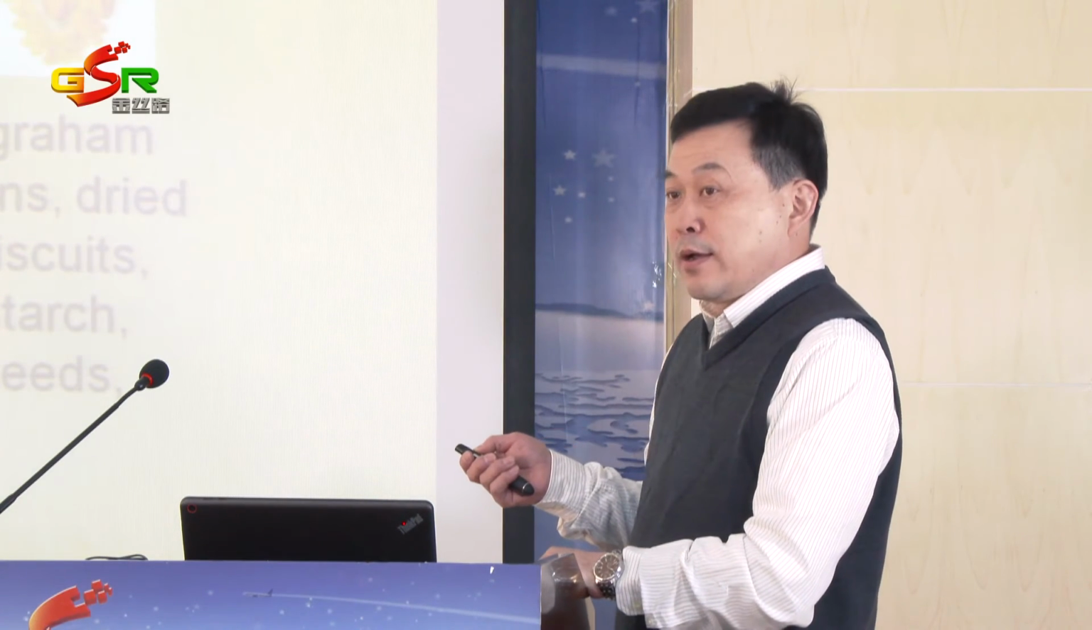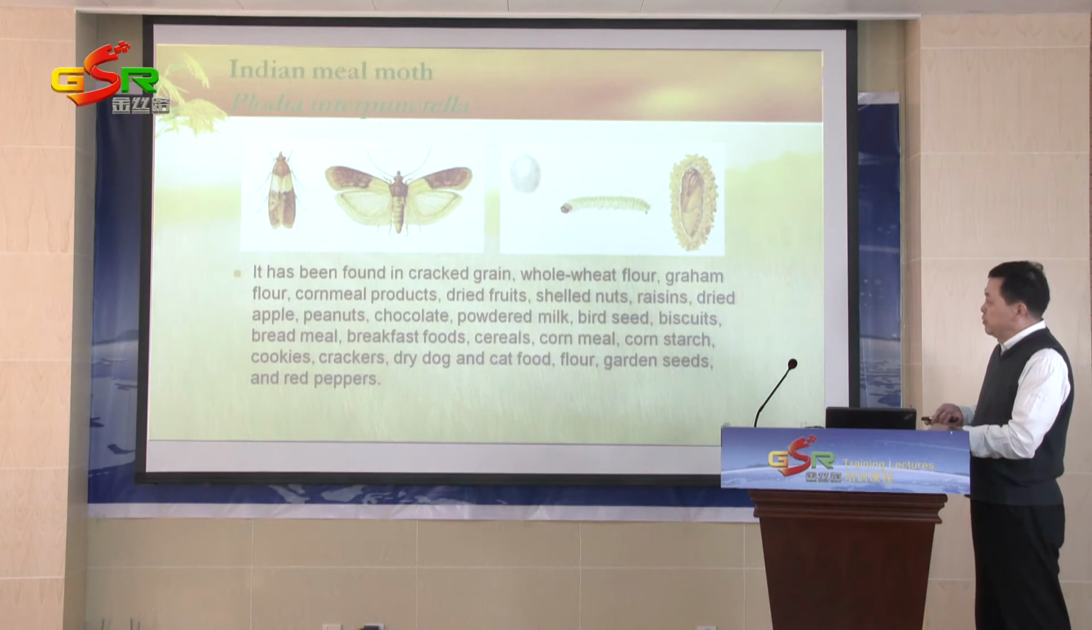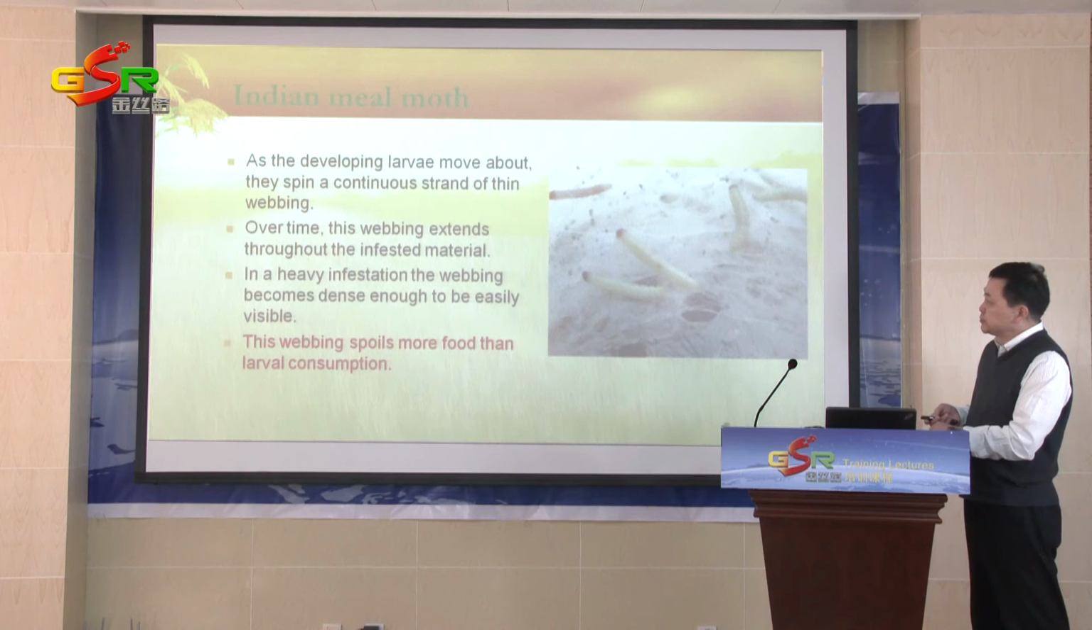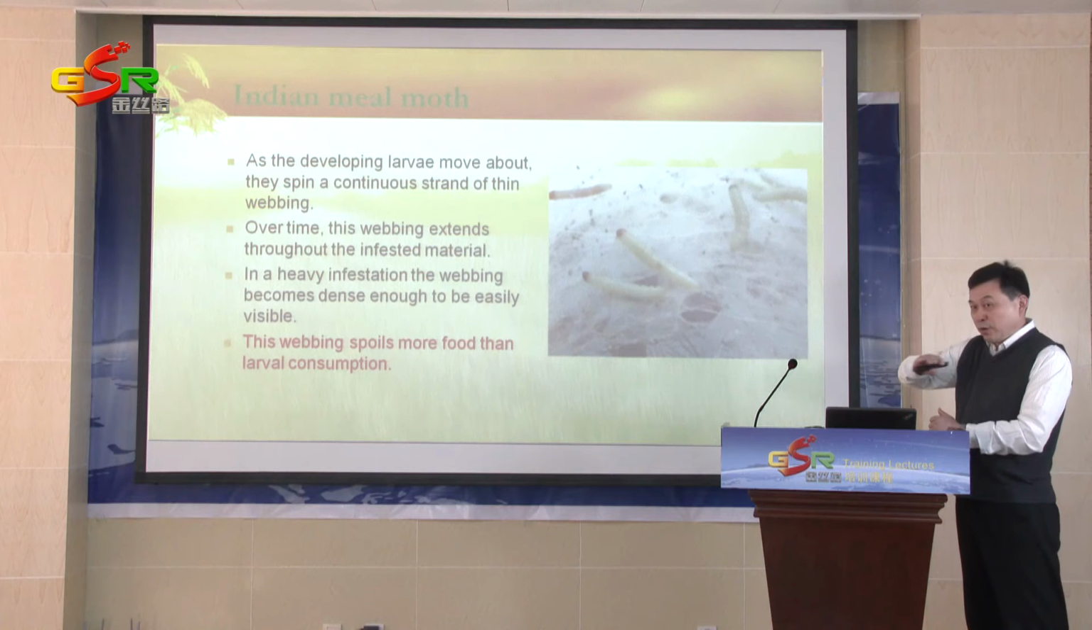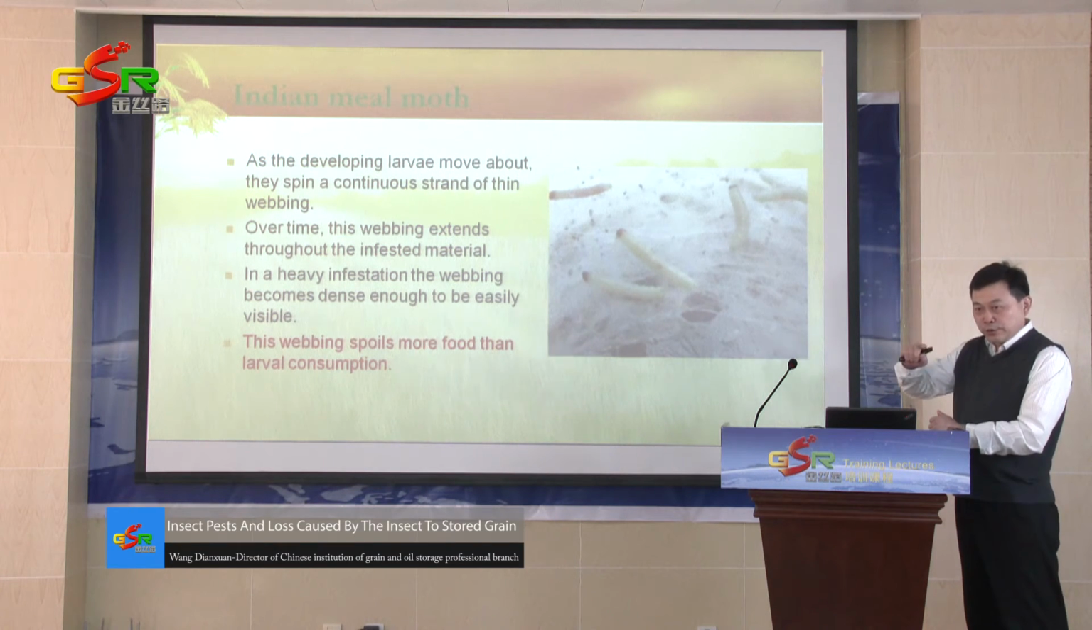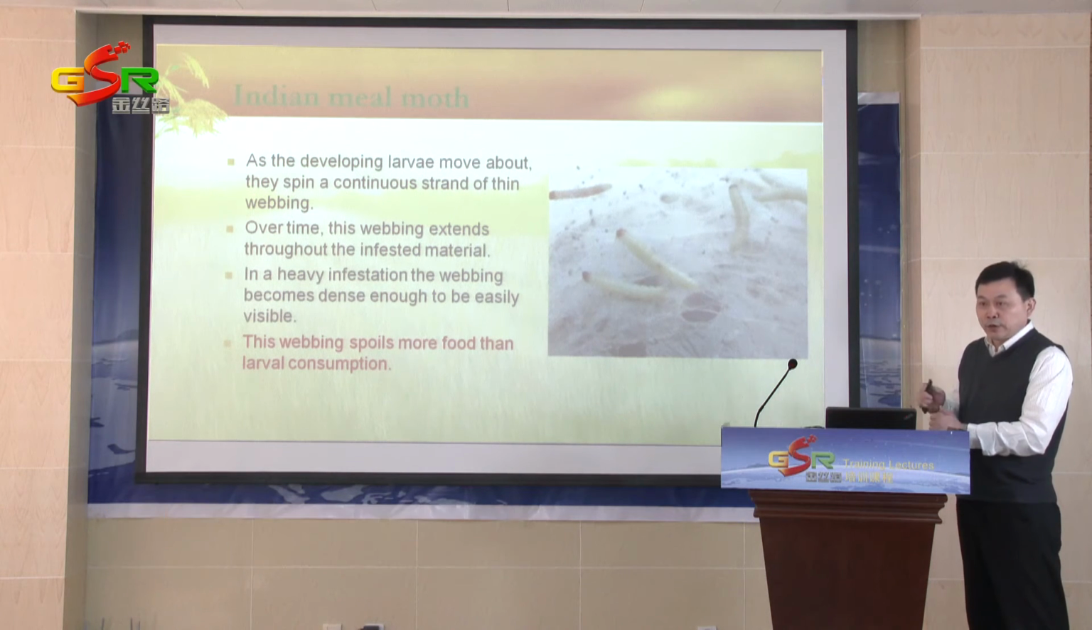The larva can eat the food, the cereals. The old larva can make silk. Many silks are weaved on the top of the grain bulk, just like this one. The silk can block the air going through, and block the fumigant going through it. It is difficult to kill the insects.